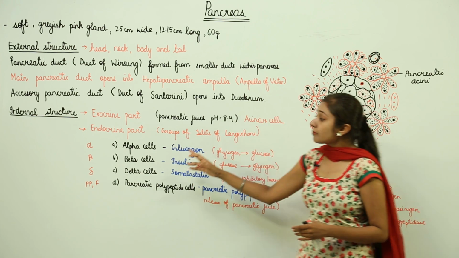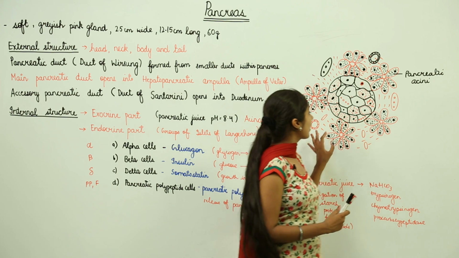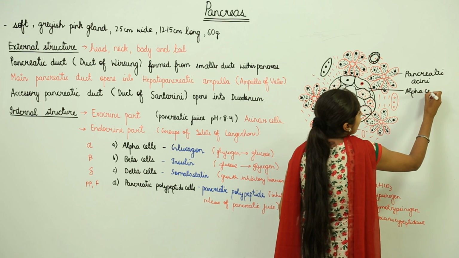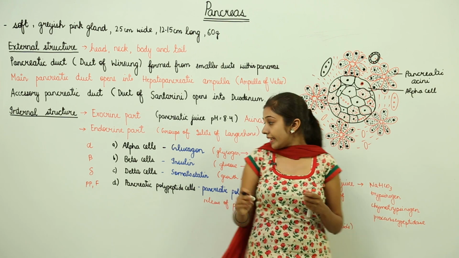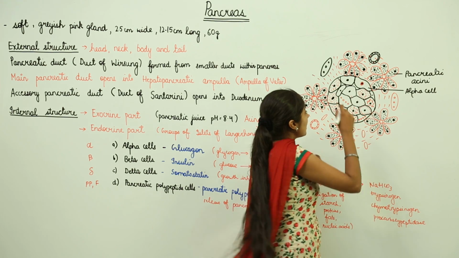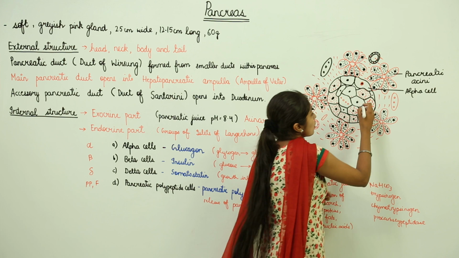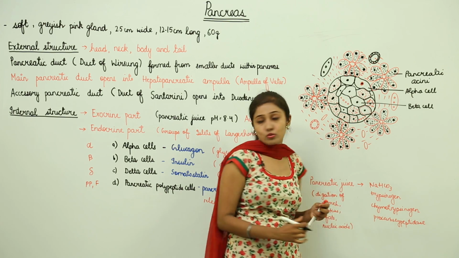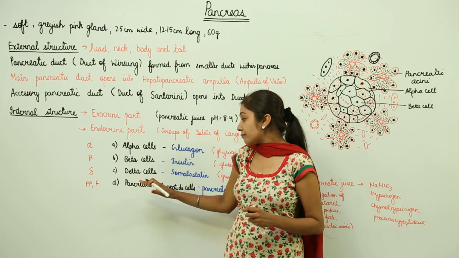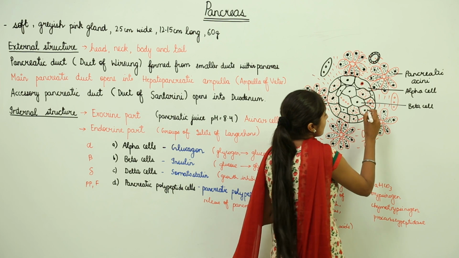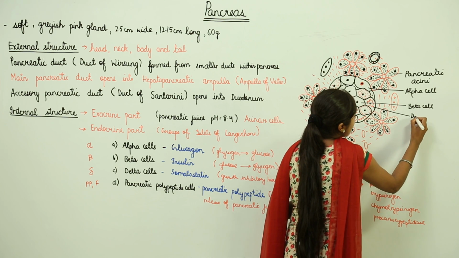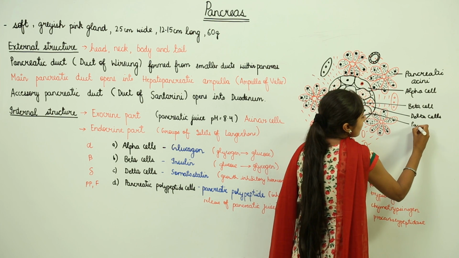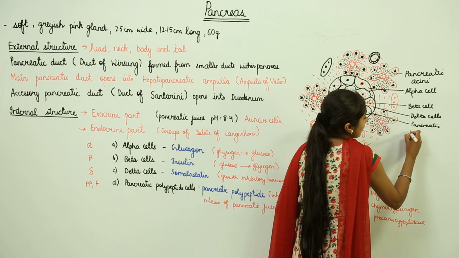Now when we talk about alpha cells, these alpha cells are mostly located towards the periphery, right? So this is an alpha cell, located towards the periphery. Then we have the beta cells. These beta cells are generally in the middle region. So this is a beta cell. They are generally in the middle part, and they are numerous in the middle part. Then we have the delta cells and pancreatic polypeptide cells. These are the delta cells, right? They are also located towards the periphery, and then we have the pancreatic polypeptide cells.